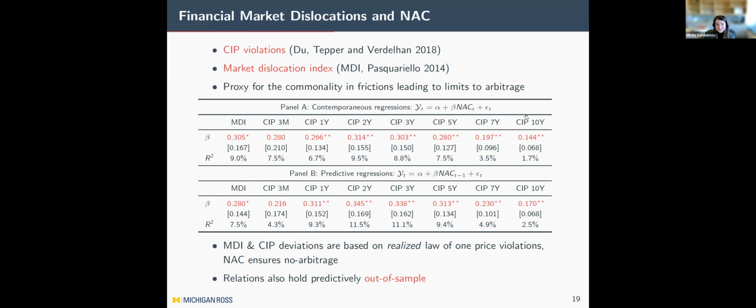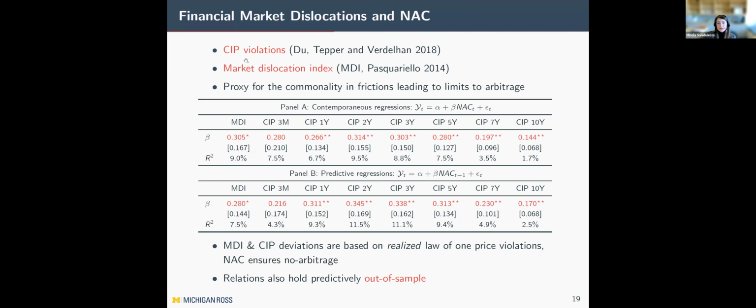All right, another test that we do is to ask whether our extracted nonlinear arbitrage condition index, which is extracted ex ante to be consistent with the non-arbitrage condition, can be informative about future observed violations from the law of one price in the data. So for this, we are going to focus on CIP violations.